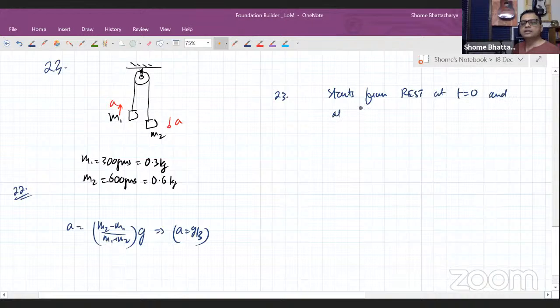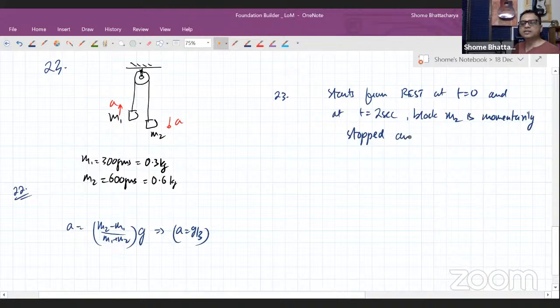Now in 23, what they're saying is that this system starts from rest at time t equal to 0, and at t equal to 2 seconds, the block M2 is momentarily stopped. Just for an instant, you're stopping it. Somebody is like holding the block for an instant and releasing it. So released immediately. So when you stop the block M2, what will happen? The string will suddenly become loose. Okay, so at t equal to 2 seconds, the string will become loose.